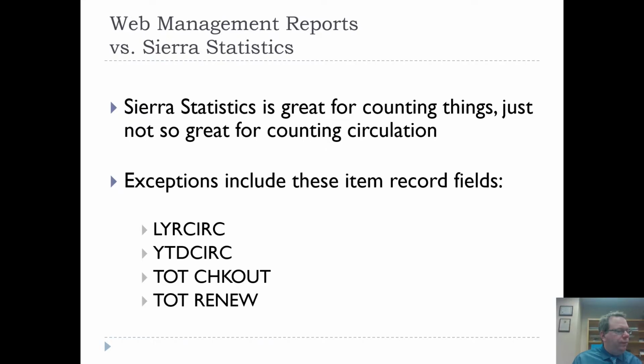For our purposes and on our system, some Sierra or innovative systems do this differently, but we've combined checkouts and renewals into one number in our circulation reports, at least for web management reports. With the dashboard, you can get a separate number for renewals and checkouts, so you can separate those numbers out a bit. So it's a little bit more flexible that way.